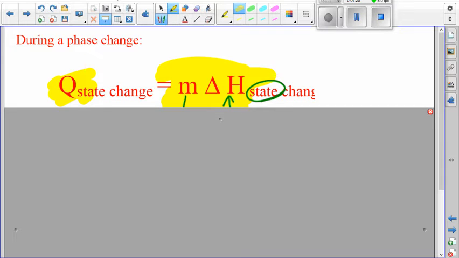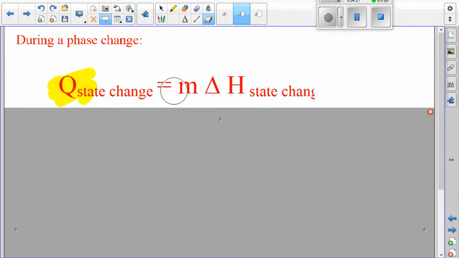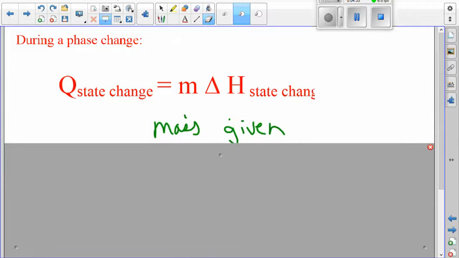You'll use this equation: Q equals M times delta H. It's actually a little simpler than Q equals M C delta T. So Q will just equal M times delta H. M is your mass, so that's the same as always. And delta H will be a given value.